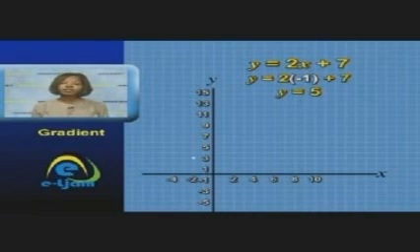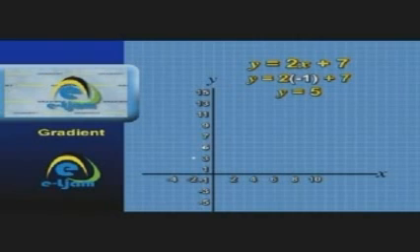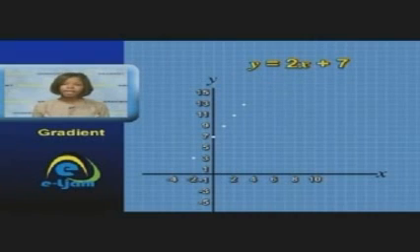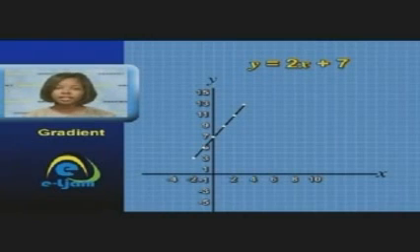We do the same for negative 1, 0, 1, 2, and 3. So our coordinates are negative 2, 3, negative 1, 5, 0, 7, 1, 9, 2, 11, and 3, 13. We then plot these points on a graph and draw a straight line through them. Please note that once the equation is linear, the coordinates will always lie in a straight line. Or to say this another way, once the coordinates lie in a straight line, we have a linear equation.